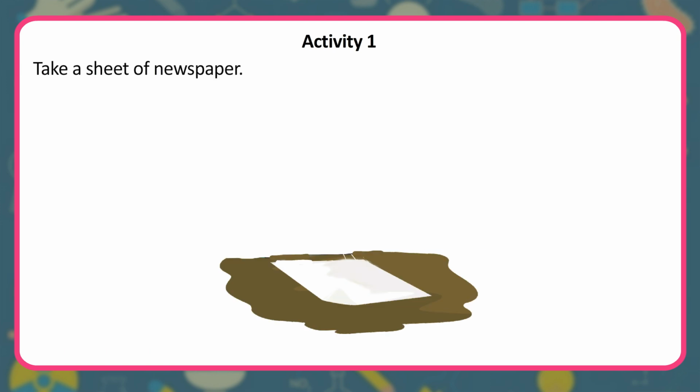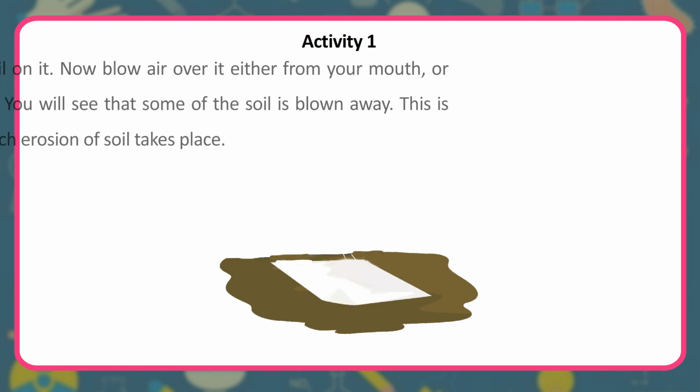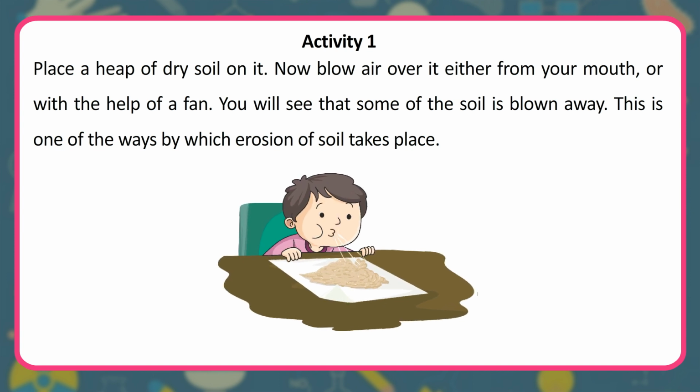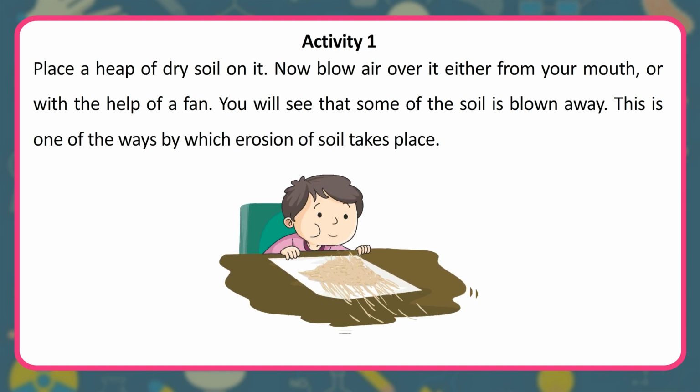Activity 1. Take a sheet of newspaper. Place a heap of dry soil on it. Now blow air over it, either from your mouth or with the help of a fan. You will see that some of the soil is blown away. This is one of the ways by which erosion of soil takes place.